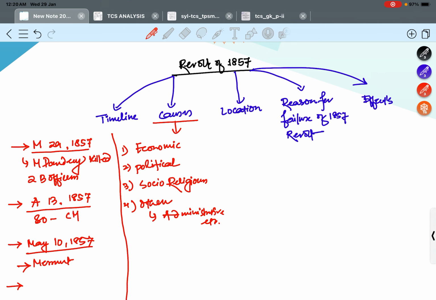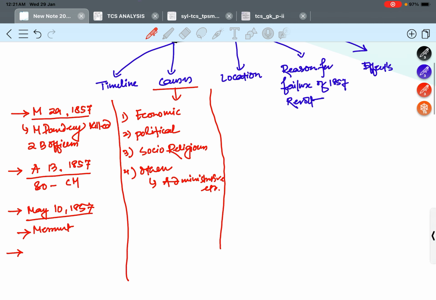You have to mention those causes. You have to read in detail. So in the causes section, if you read this much, this will suffice for your causes portion of the revolt of 1857. Now the next thing is location. The revolt in 1857 was taking place in different places at a time. For example, it was happening in Delhi.